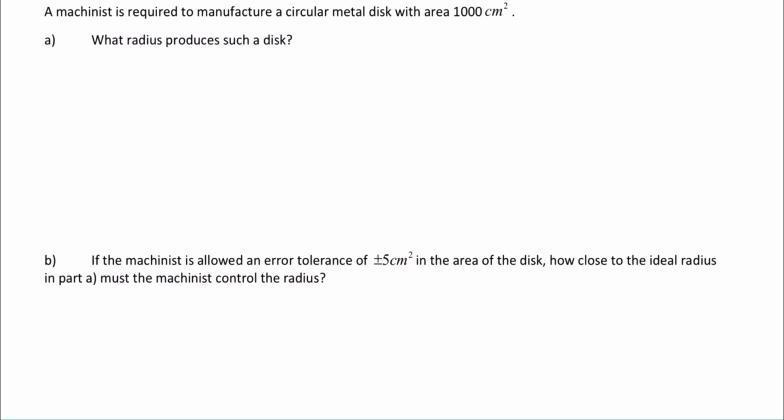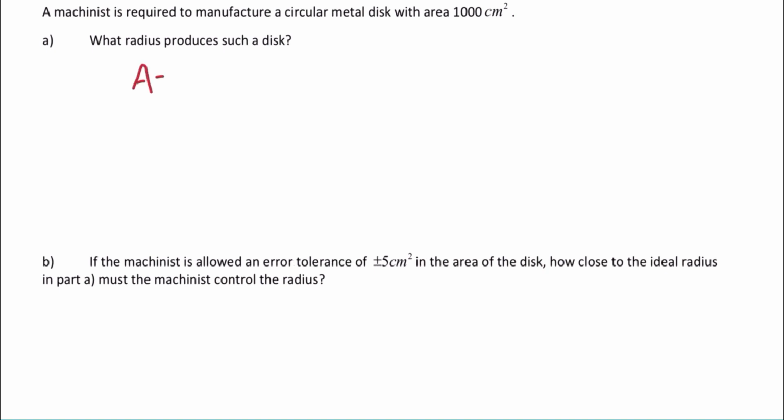A machinist is required to manufacture a circular metal disc with area 1,000 square centimeters. What radius produces such a disc? We'll start with the formula for the area of a circle, pi r squared. And in this case, we're told that the area is 1,000 square centimeters.